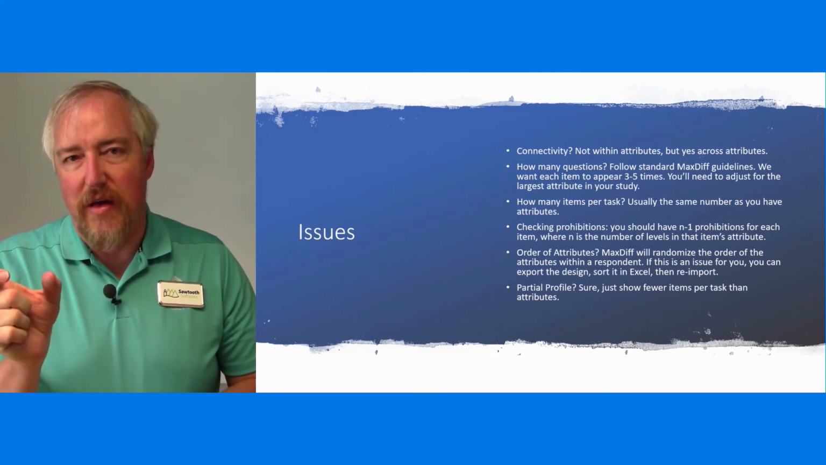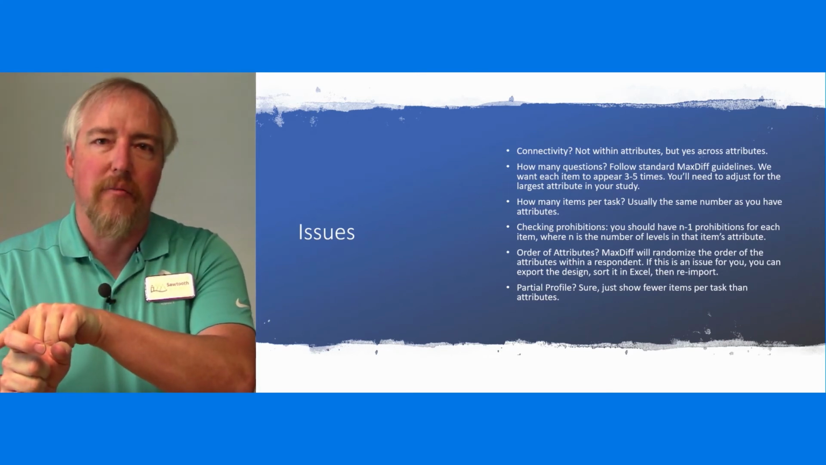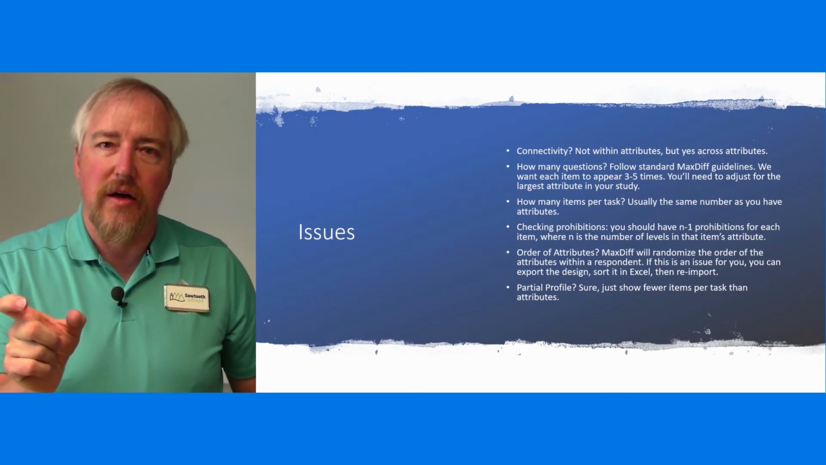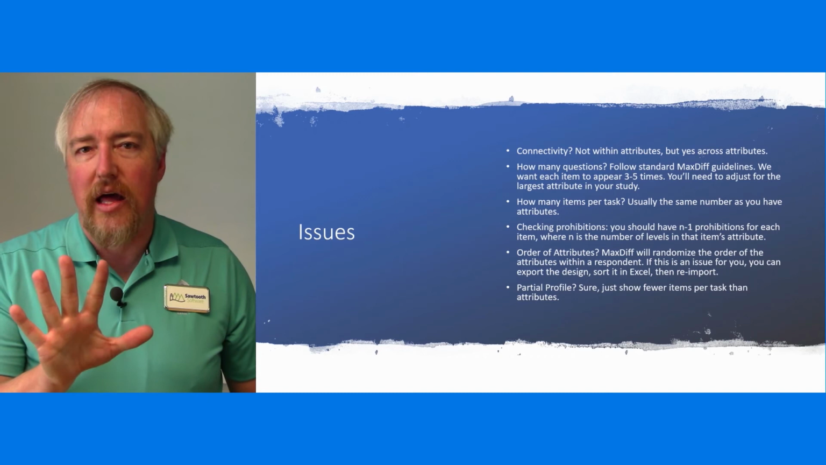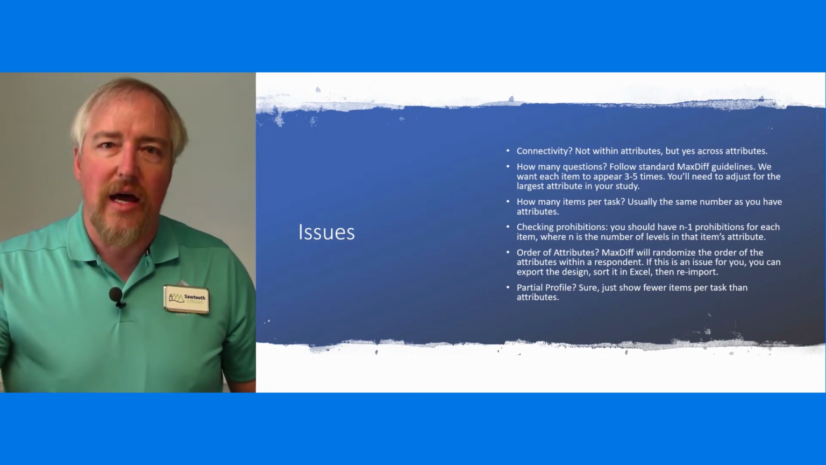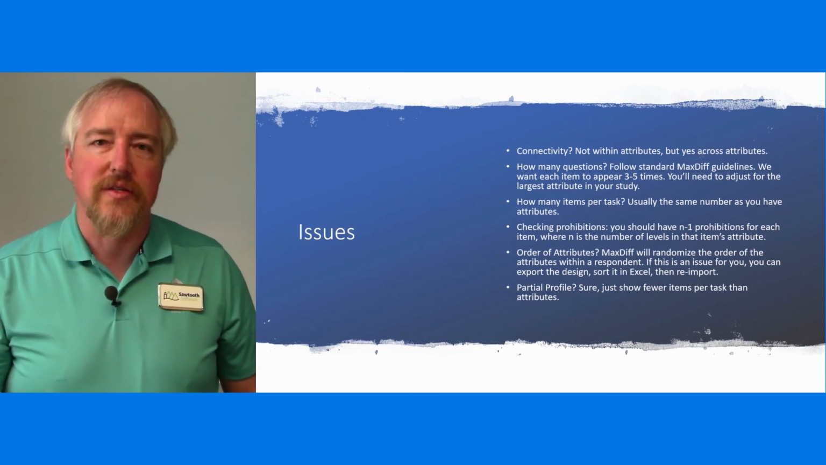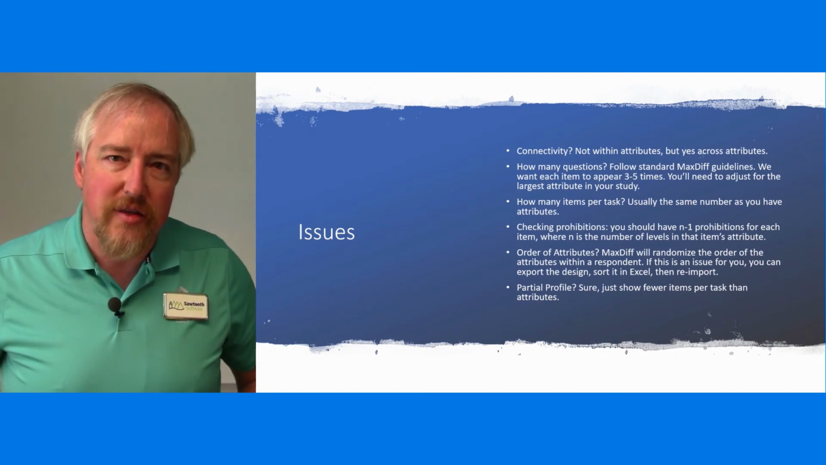So if you take the number of levels in your biggest attribute, multiply it by the number of times you want each item to appear, that'll give you the number of tasks. So if you have 5 items in your biggest attribute times 3, that'd give you 15 choice tasks. So that'd probably be the minimum we'd want in this type of exercise.